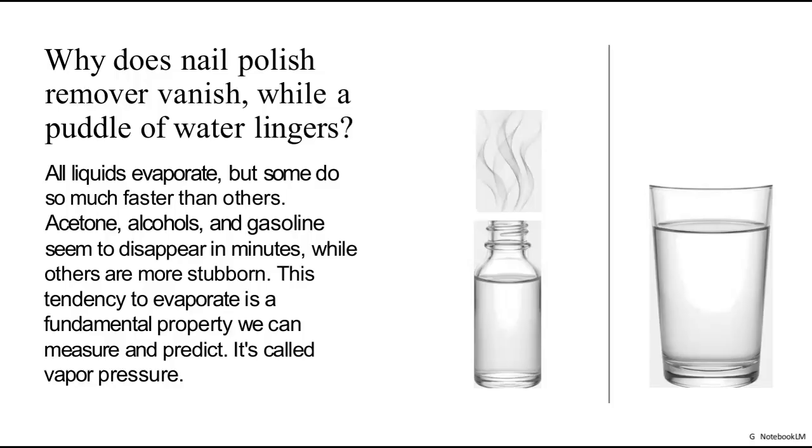So just because it's a liquid doesn't mean they're all going to evaporate at the same rate, at the same speed. Some evaporate faster than others. So there has to be something that's tied to that evaporation, or a property that can explain what's going on, and we're going to call that vapor pressure.